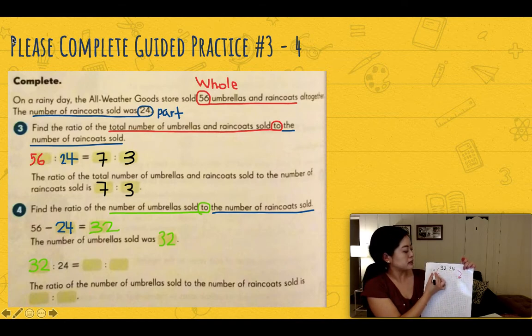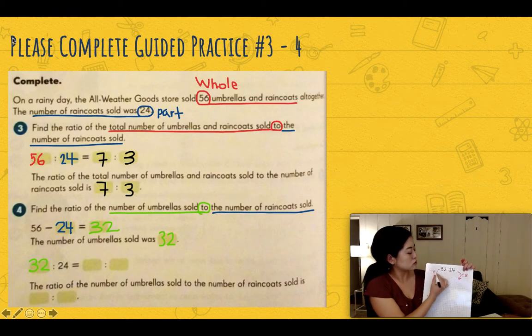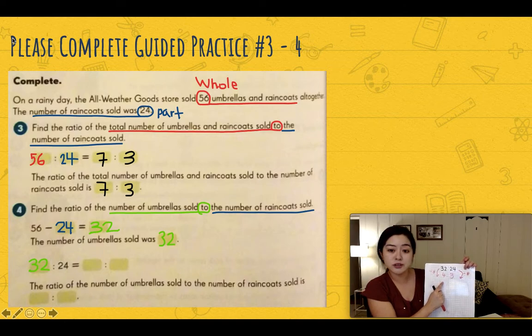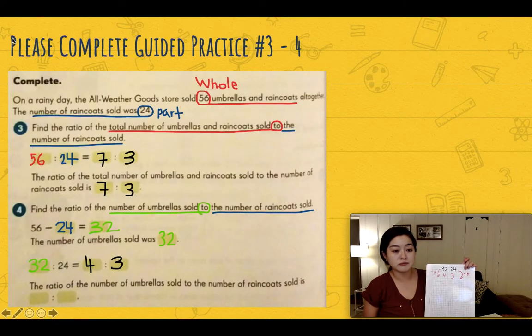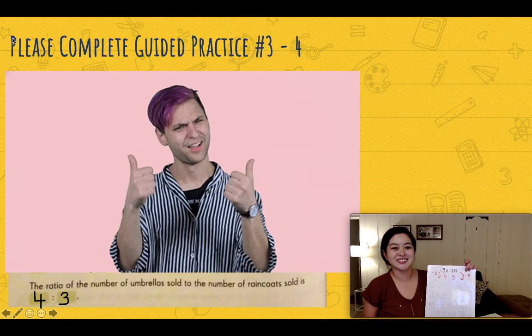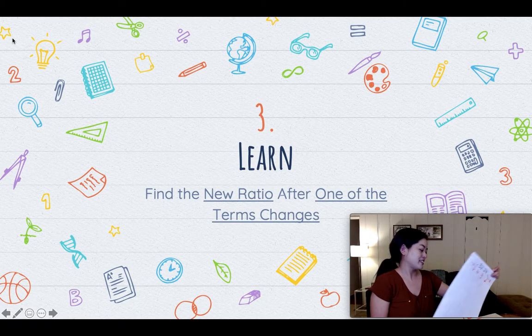I'm going to divide this side by 8, and I'm going to divide this side by 8. So 32 divided by 8 is 4. 24 divided by 8 is 3, because 3 times 8 is 24. Let me just double check. 4 times 8 is 32. So yes, this should work. And 4 and 3, there's no other common factor between them. And so this is in simplest form. So the ratio of the number of umbrellas sold to the number of raincoats sold is 4 to 3. Good job. All right.